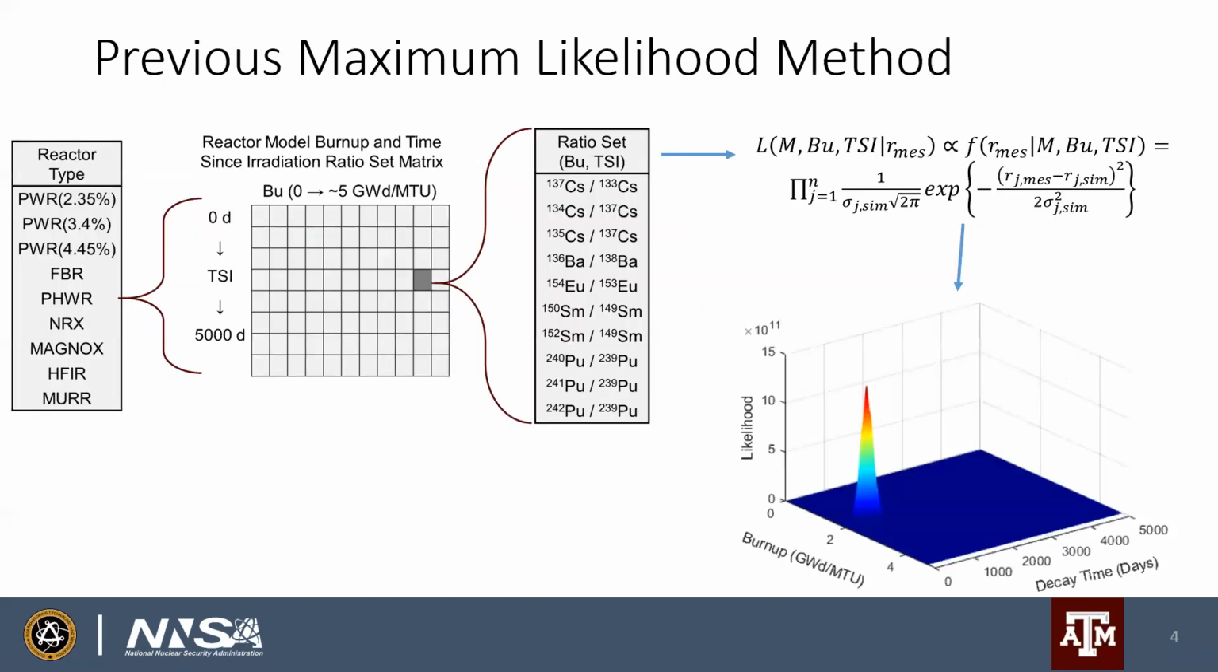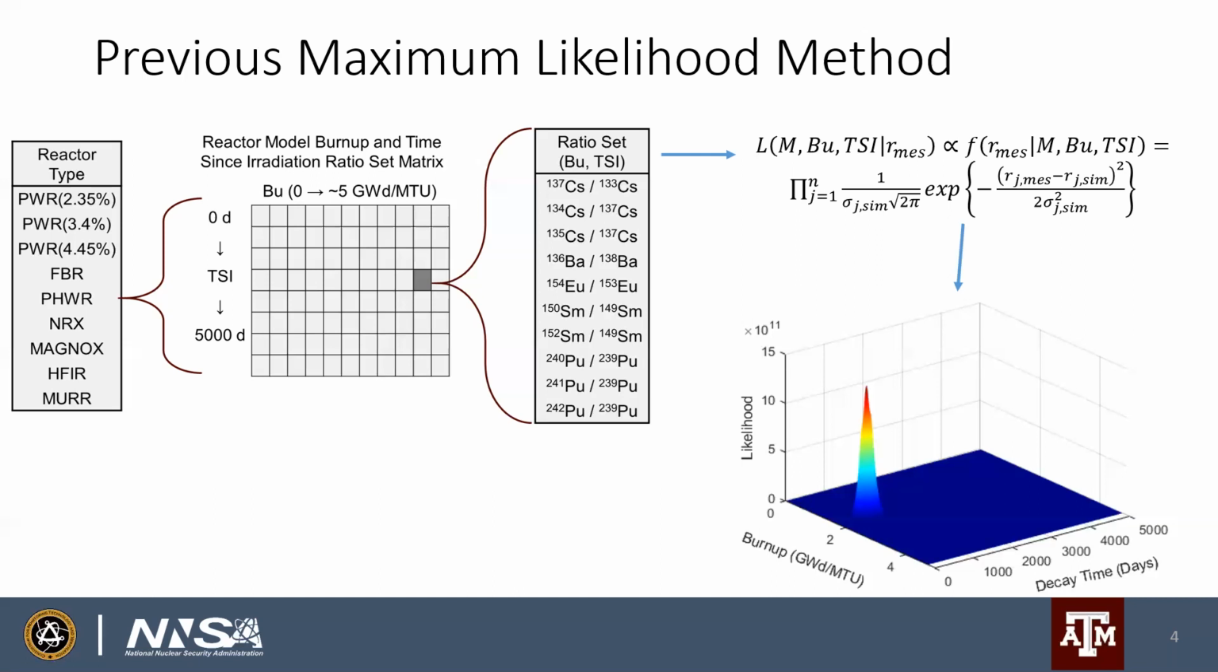So here is kind of how that previous methodology that I talked about worked. It used a maximum likelihood method. So the main predictors of this methodology are intra-elemental isotopic ratio sets. You can see that in the ratio set box of the graphic on the left of the slide. And we created a simulated or a reference data library from simulated data produced using MCNP over a burnup range and a TSI range, and for different reactor types that we were interested in.